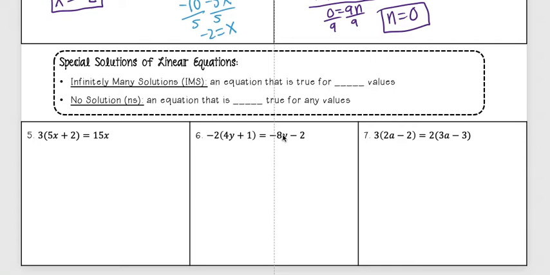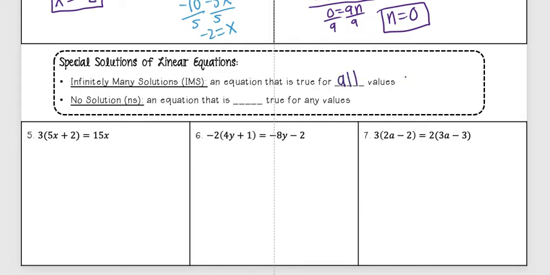So for this video, we're going to be talking about special solutions of linear equations. So for this first one, I see that one option that we can get is infinitely many solutions, which you can just write IMS for short. And that happens when an equation is true for all values.